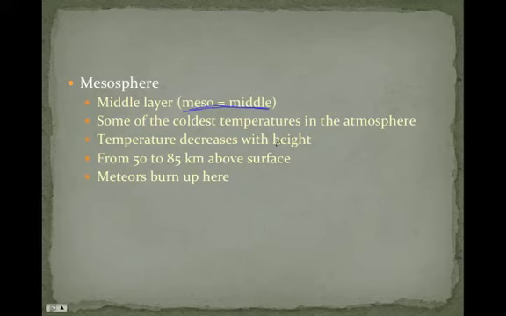Temperature decreases with height because we get away from the ozone layer. We're going higher and higher up, and we get farther away from the ozone layer. It's about 50 to 85 kilometers above the surface, about the same thickness as the stratosphere. The interesting thing is that up in the mesosphere is where the molecules of the air get close enough and dense enough that meteors actually burn up here.